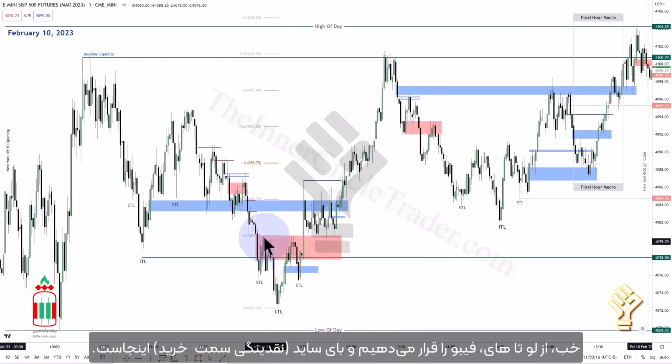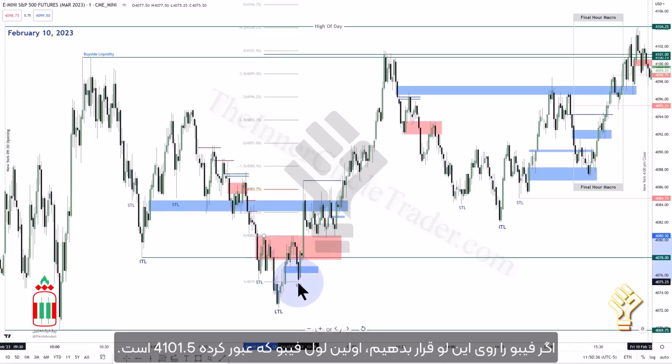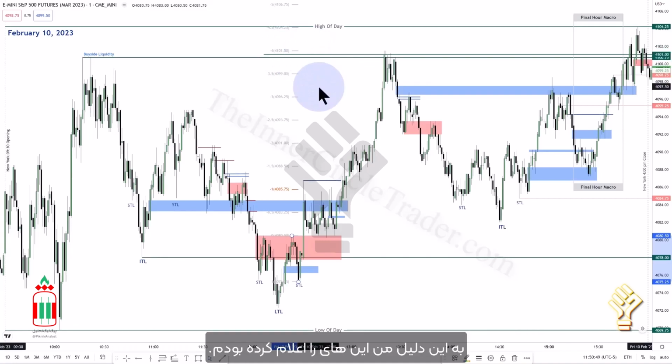So from the low up to the high, buy side is here. This high hadn't formed yet. So the first one past this high is 4101.25. Putting the fib on this low, first one past is 4101.5. That's the reason why I called 4101.5. That's this high here.